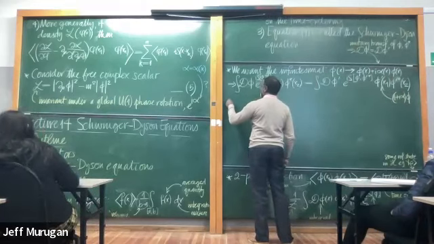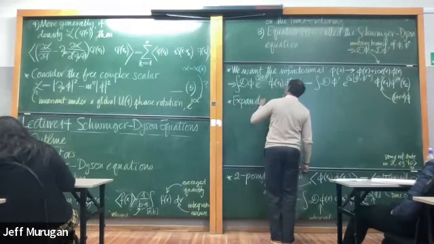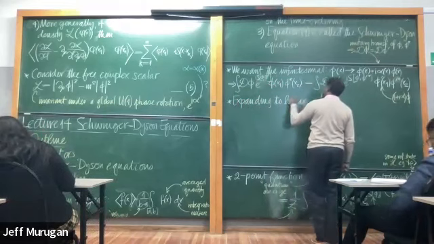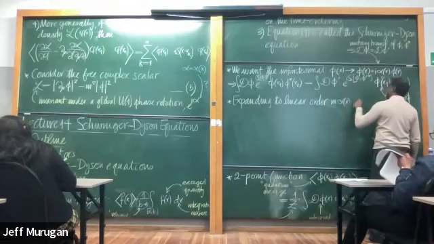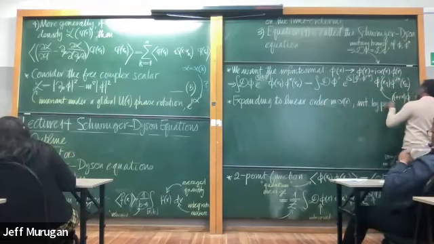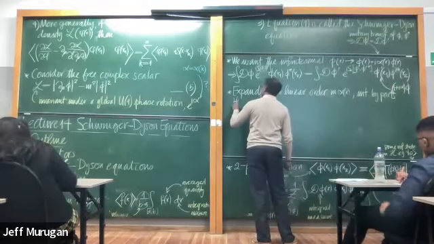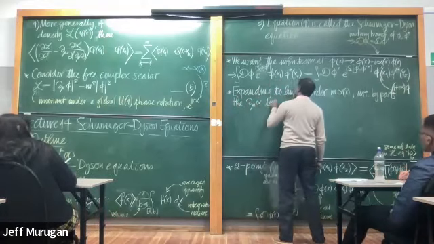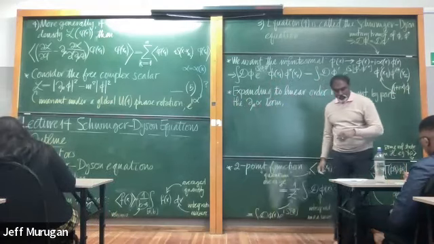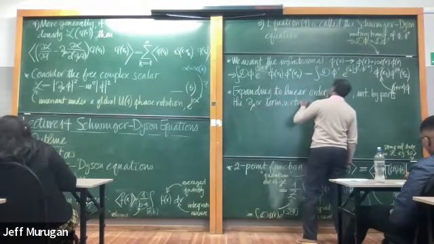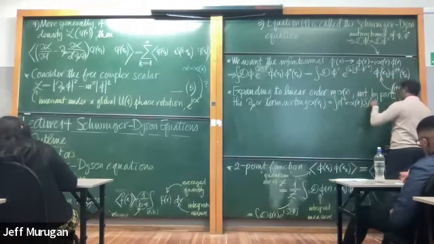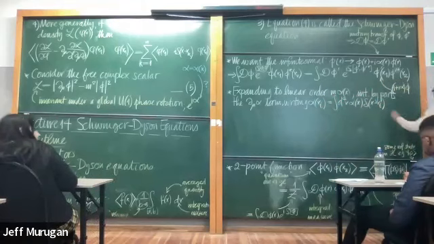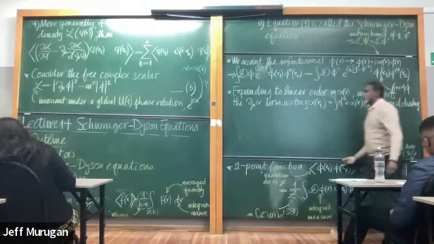So expanding to linear order in alpha of x, integrating by parts the derivative of alpha, and writing alpha of x as the integral of alpha of y times delta of x minus y, and dividing by Z.